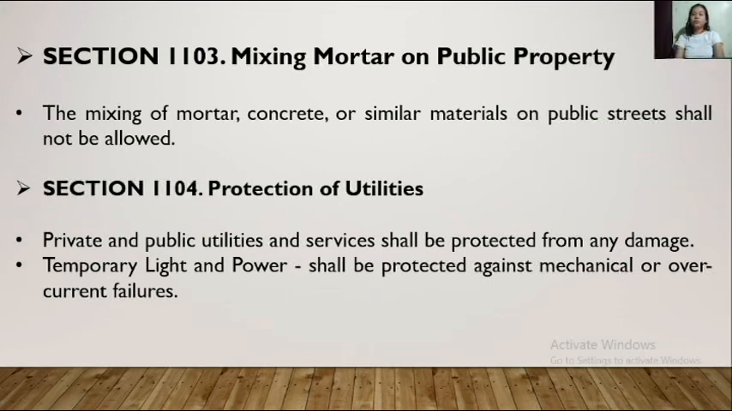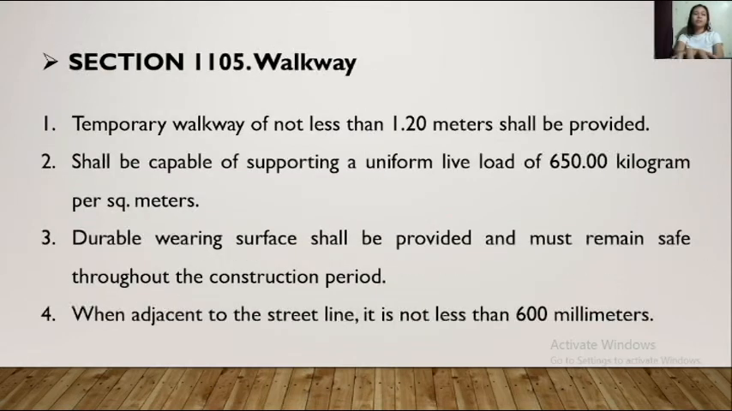And including here is the temporary light and power. Those temporary electrical services shall be self-supporting or adequately braced or guided at all times. Then we have also here section 1105, which is the walkway. So when the building official authorizes a sidewalk to be fenced or closed during construction or any demolition work, then a temporary walkway shall be provided of not less than 1.20 meters, and it should be capable of supporting a uniform live load of 650 kg per square meter.